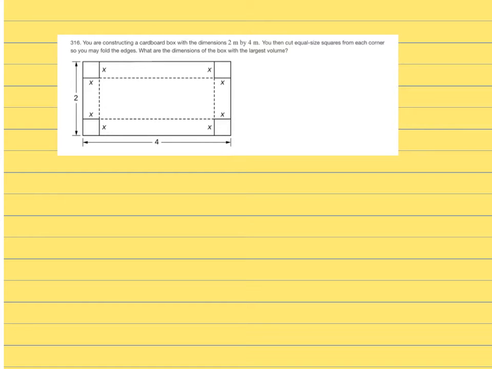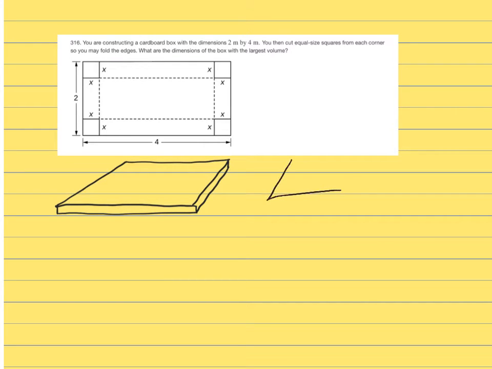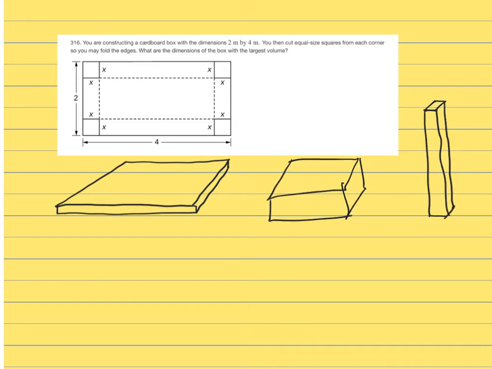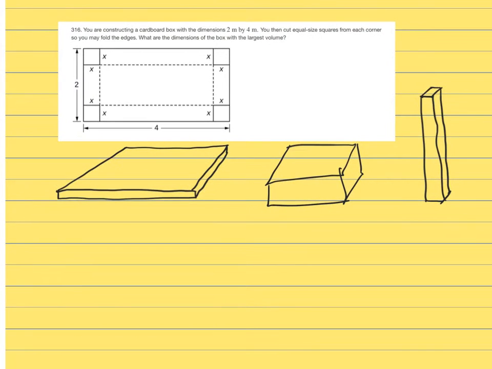And just like we did before, depending on the size of the corners you cut out, you could get a box that is very like a pizza box, right? That is low and big, and that's going to have a certain volume. Or you could get a regular size box, kind of your average plain box. Or if you cut out lots of the corners, you might get a box that is very tall, right? So those are the different shapes you can get of boxes. We want the one that gives us the largest volume.